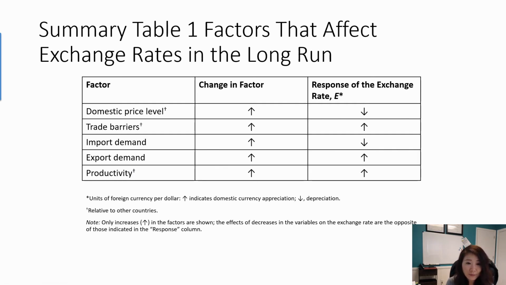So, domestic price level goes up, the domestic currency depreciates. Trade barriers go up, the domestic currency appreciates. Import demand goes up, the domestic currency depreciates. Exports go up, the domestic currency appreciates. And productivity goes up, the domestic currency also appreciates. In the next video, we're going to look at how the exchange rate will perform in the short run.